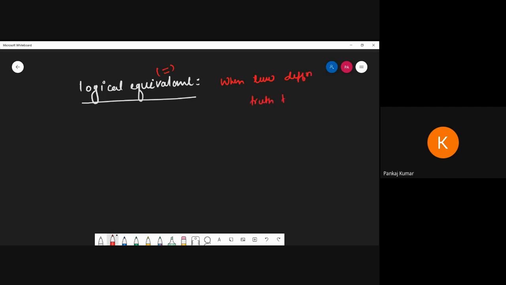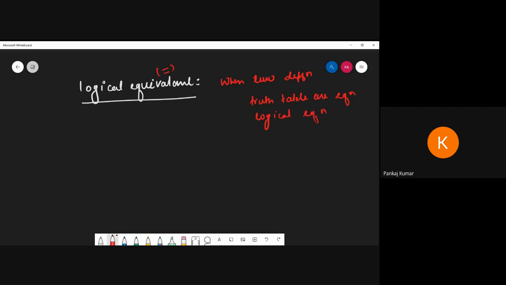So what is the meaning of logical equivalence? These are the smallest things, but you should know, because sometimes they will ask you what logical equivalence is. By the name we can understand: you know the meaning of equivalent, that means equal. So when two different truth tables are equal, then they are called logically equivalent.